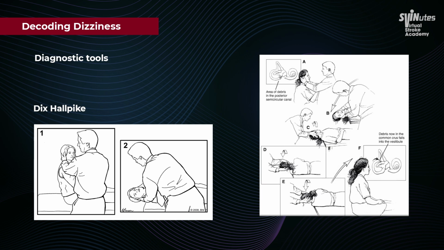If you are worried about a cerebrovascular event, such as stroke, TIA, or vertebrobasilar insufficiency, you will want to additionally obtain a CTA or MRA of the head and neck to look for hemodynamically significant stenosis and occlusions. I hope this review of central versus peripheral vertigo will help you decode dizziness in the future.